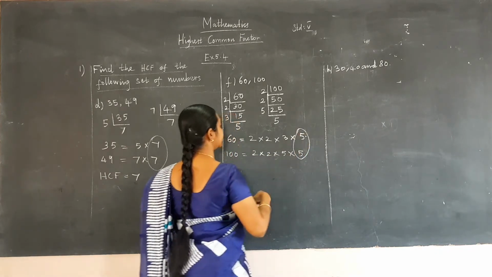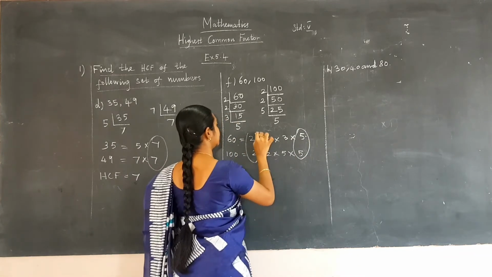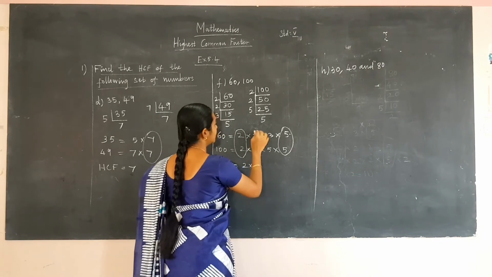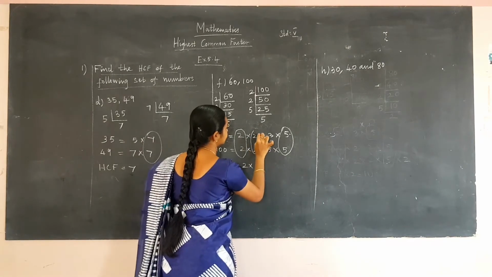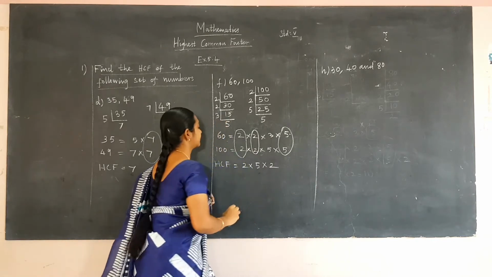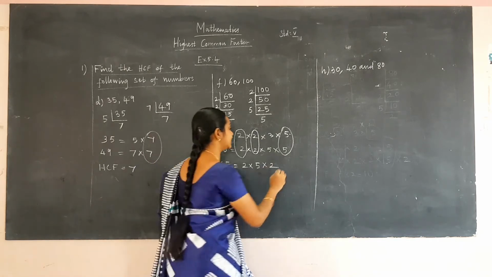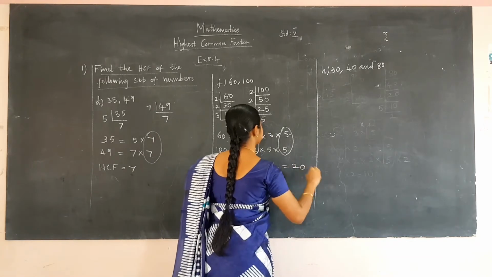5 is common here. 2 is common here. 2 is also common here. 5 into 2 is 10. 10 into 2 is 20. So HCF is 20.